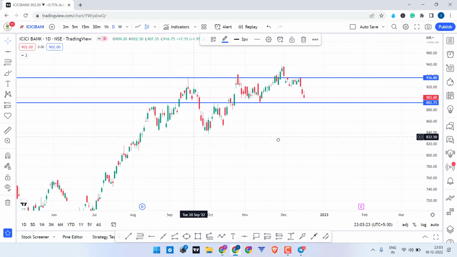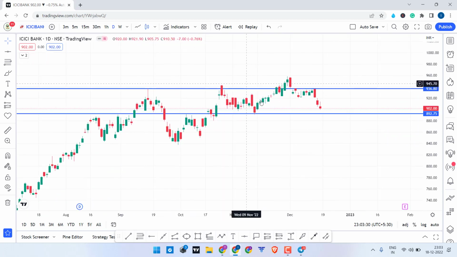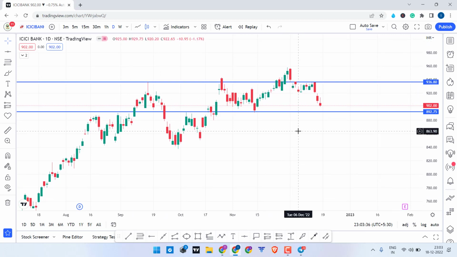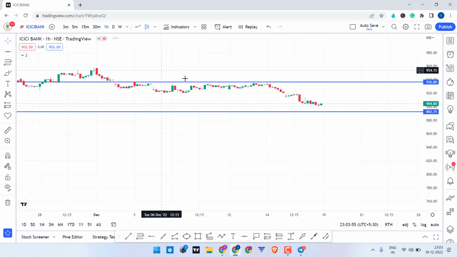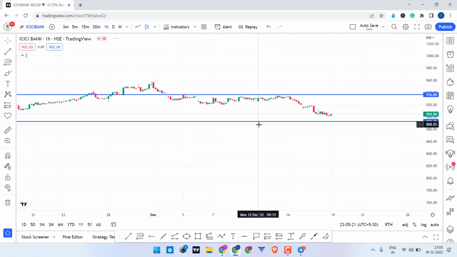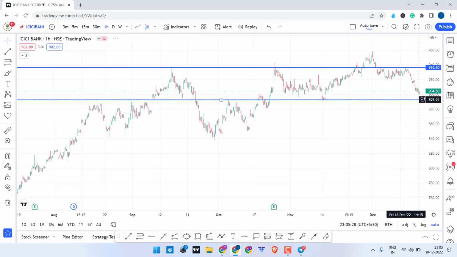If you see, for my support I have multiple touches here, and for my resistance I also have multiple touches. I have taken support and resistance in one color. You can do it like this, you can keep one color of lines for the daily time frame. In my case I have given blue color. You can choose your color. Now let's go to the 1 hour time frame, because as I said I'm going to plan an intraday trade on this. So my higher time frame for the intraday is the hourly time frame.